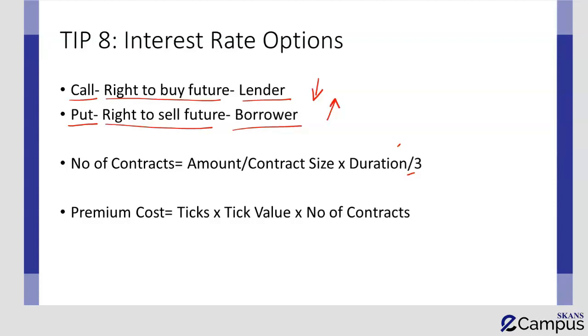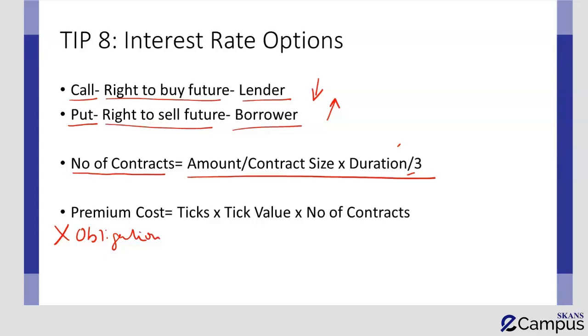So you take a call when you are fearful the interest rates will decline. You take a put when you are fearful that the interest rates will increase. And just like in futures, we calculate the number of contracts. You use a similar formula for interest rate options as well. Now, in addition to a future and an interest rate option, you don't have the obligation to exercise.